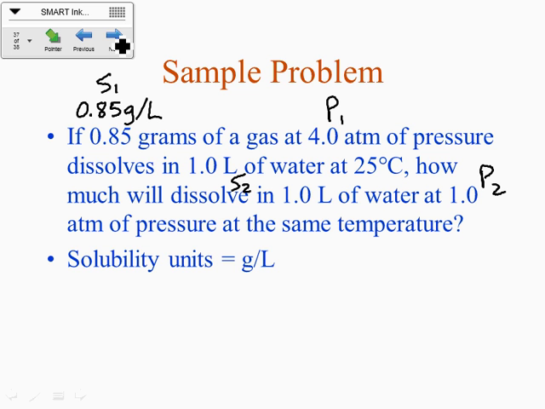And then you just plug it in. All right, so the formula again is S1 over P1 is equal to S2 over P2. So then you just plug in 0.85 grams per liter over 4.0 atmospheres.